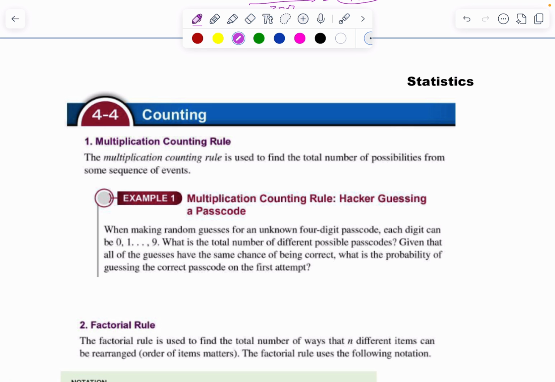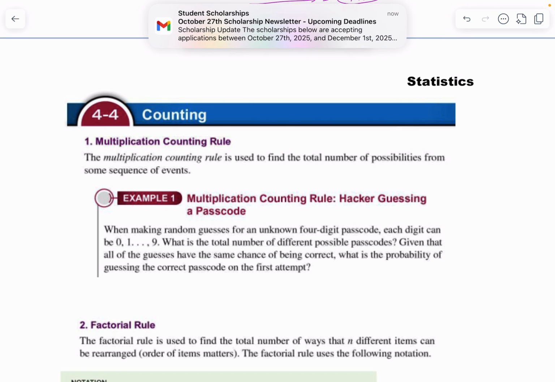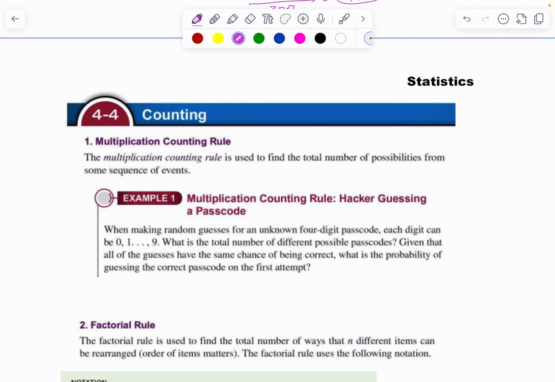Okay, so 4-4. We're gonna start homework or start notes for 4-4. We're gonna get about halfway through this. We did this in, I think, geometry. We would have done this a couple years ago, when we did probability, our probability section. Okay, so multiplication rule. Here we go.